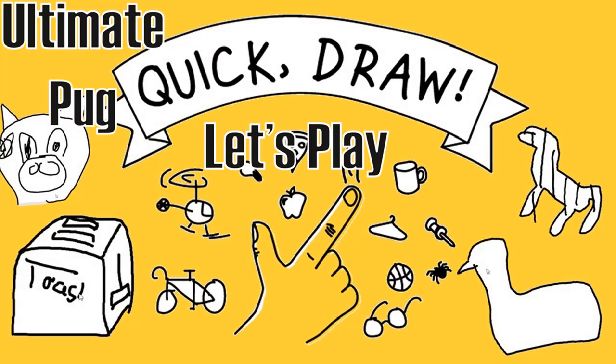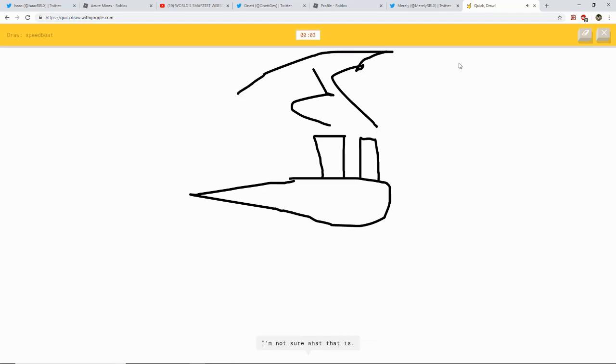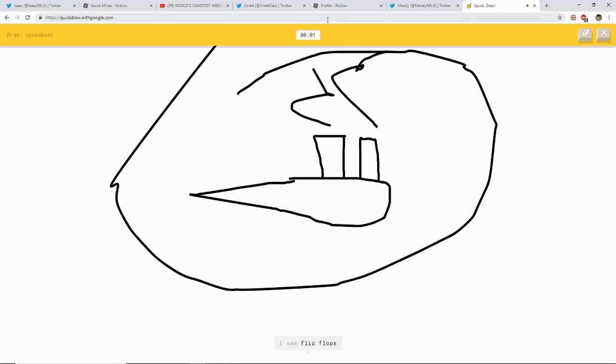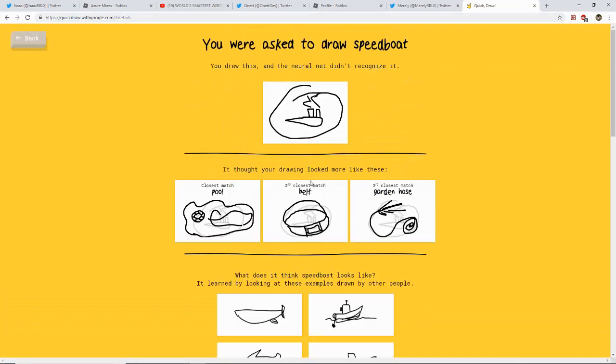So I'm doing Quickdraw, and just to show you how bad I am at drawing, I gotta draw this under 20 seconds. I see line, or ocean, or diving board, or pool. I see submarine, or cruise ship, or shoe. Close. It's a cruise ship. I'm not sure what that is. I see flip-flops. Sorry, I couldn't guess it. So I got 4 out of 6 right.